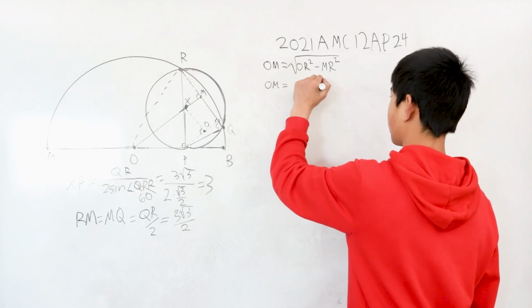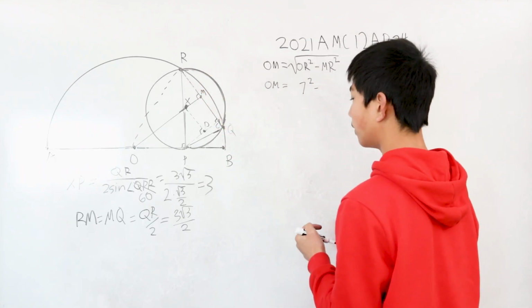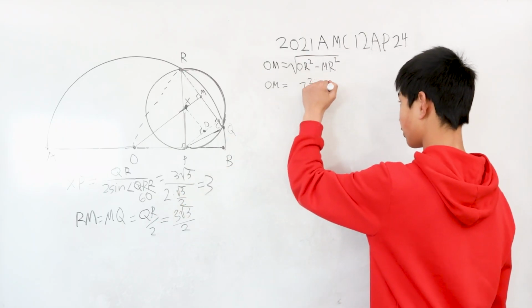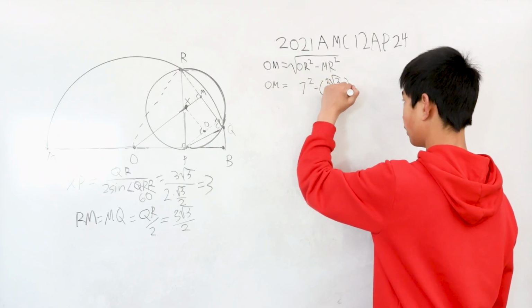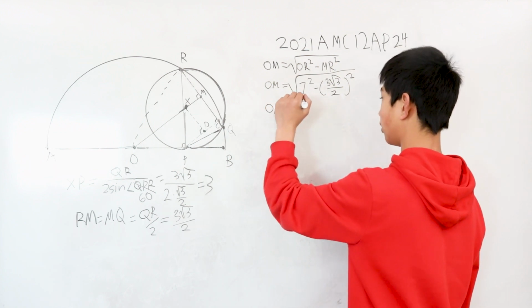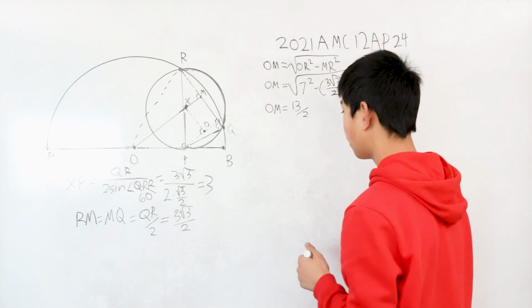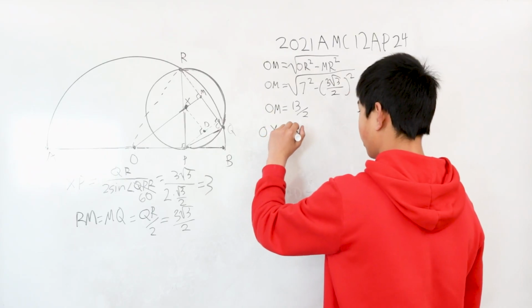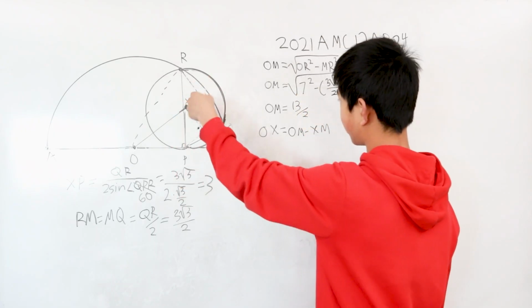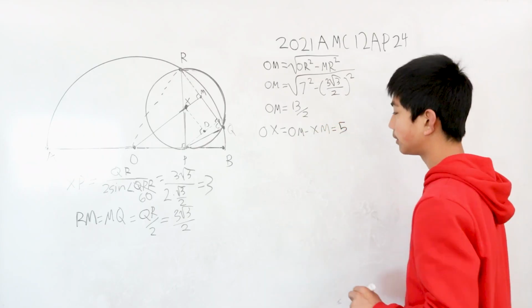So this is 7 squared, and then MR, we know that is simply 3√3 over 2 from this statement here. So this is 3√3 over 2 squared. Take the square root of that. When you solve this, you will get that OM is 13 halves. You can then solve for OX this way. OX is simply OM minus XM. So you're taking the longer segment and subtracting the smaller one to get the desired segment. This is 10 halves or 5.